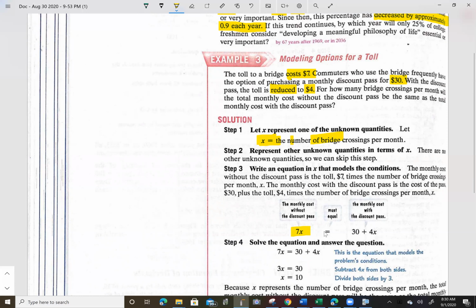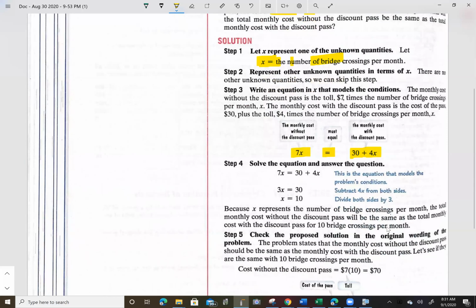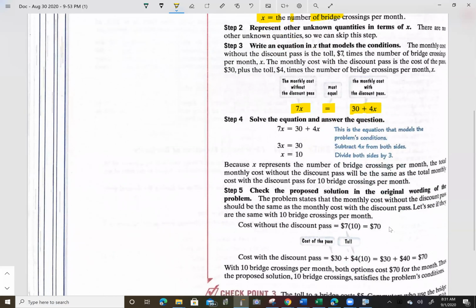When will that be equal to, which means how many times you have to cross the bridge to make it equal to the $30 that you are adding on top of the $4 you would pay each time you're crossing the bridge with the toll. So with the discount pass, which is $30, you are still paying $4 every time you cross the bridge. So when are these going to be equal to each other? Then they solve the equation.